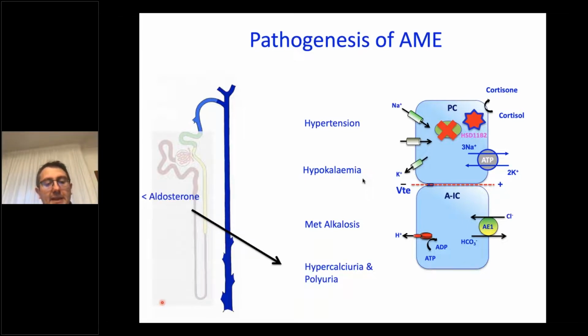The hypercalciuria and polyuria that can be present in this condition are usually explained by low renin level, which in turn will reduce calcium reabsorption along the proximal tubule, and so explain hypercalciuria even in presence of alkalosis and not acidosis.